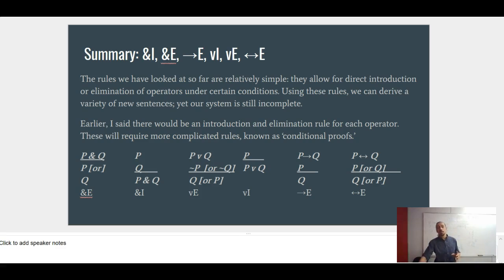Now, I did say there would be an introduction and elimination rule for each operator. That's right. But these are going to require slightly more complicated rules, kind of conditional rules, and I'm going to explain what that means. For now, here's a summary of all the rules we have so far. Let's just go over them one by one, and then there'll be an exercise, and that'll be the end of this video. So if I have P and Q, you can always get P or you can get Q.